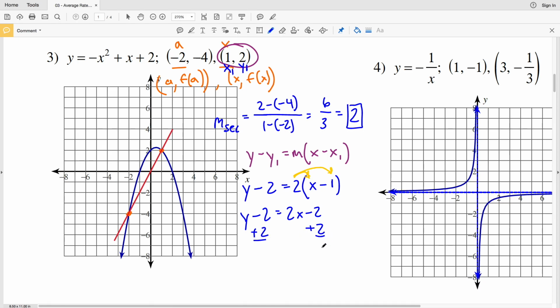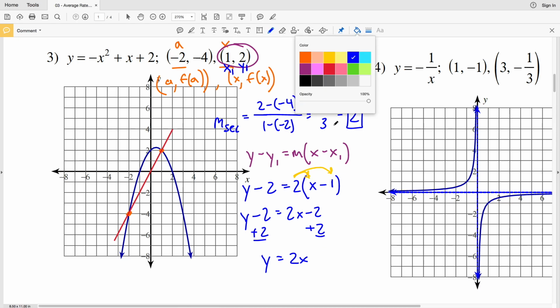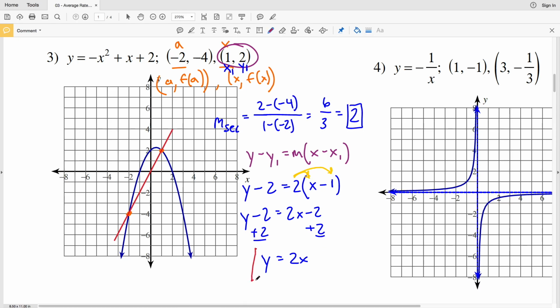isolate my y so that I'm in the form y equals mx plus b. So that's going to be y equal to 2x, and -2 plus 2 is 0. So y equals 2x is the equation for my secant line that intersects my function at the points (-2, -4) and (1, 2). Let's continue on to number 4.